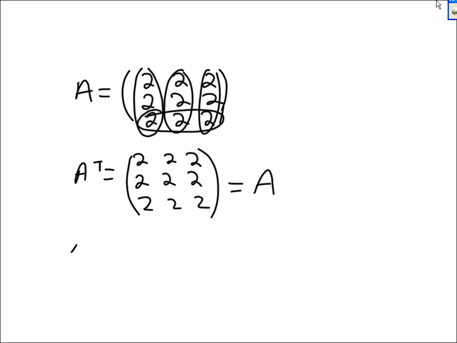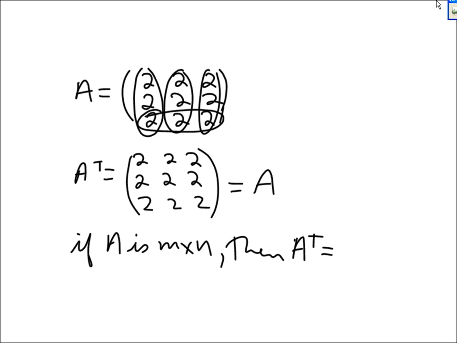Now, if you think about it, if A is m by n, then what should A transpose be? Remember, A has m rows and n columns. Well, A transpose is almost exactly like A. The only difference is we interchange the rows and the columns. Instead of n columns, it's going to have n rows. And instead of m rows, it's going to have m columns. This just got switched.